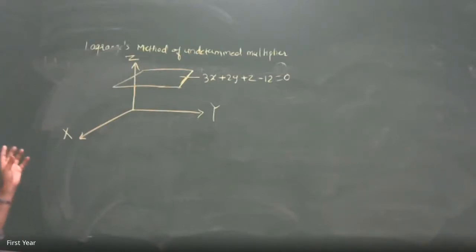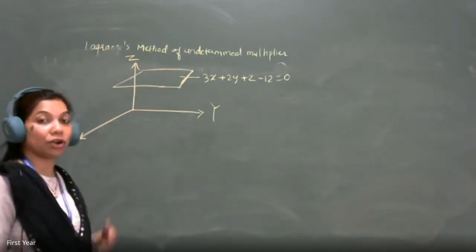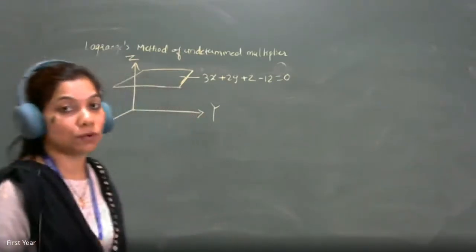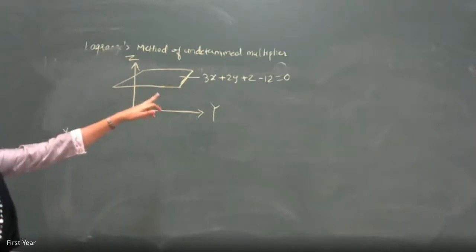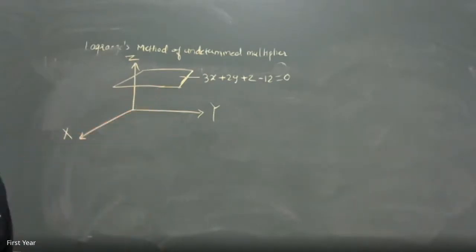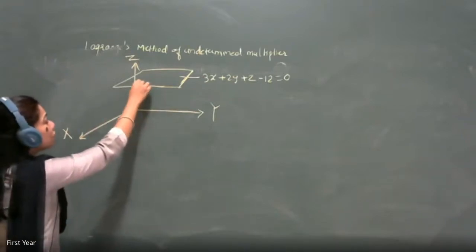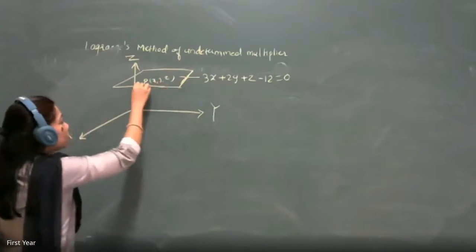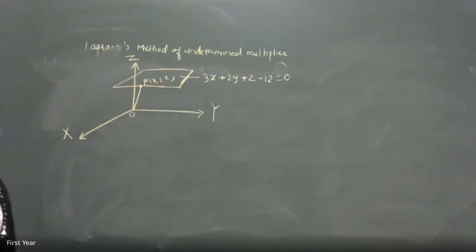What is the representation of x, y, z: Cartesian coordinates, polar coordinates, spherical polar coordinates, cylindrical polar coordinates, all those things we are going to see in M2. So right now, this is the plane which is 3x plus 2y plus z minus 12 equal to 0. We want to find the point, say P(x, y, z), that is the closest to the origin. Find the point on the plane which is nearest to the origin.